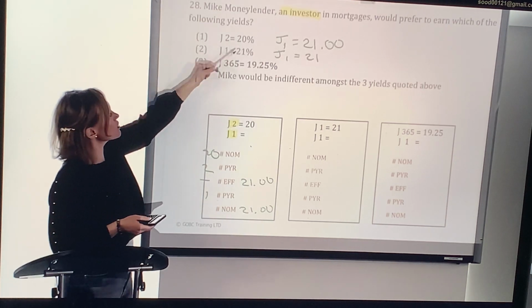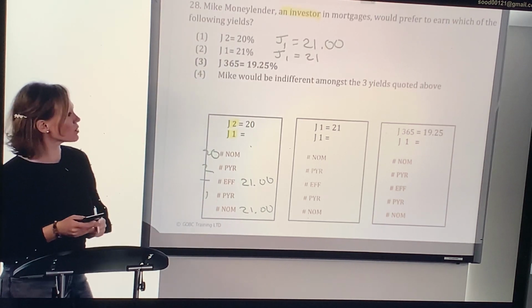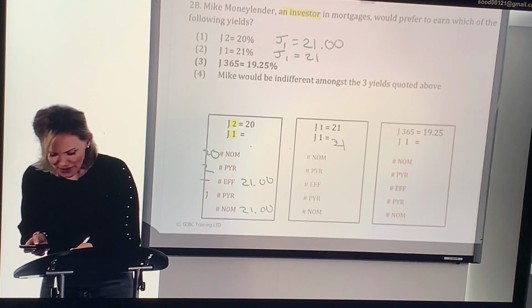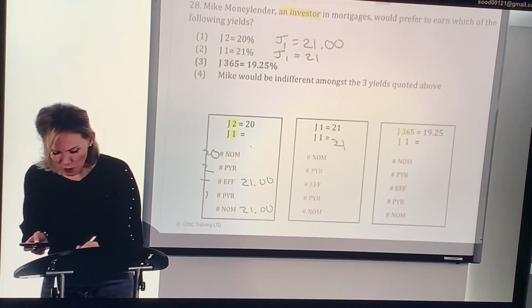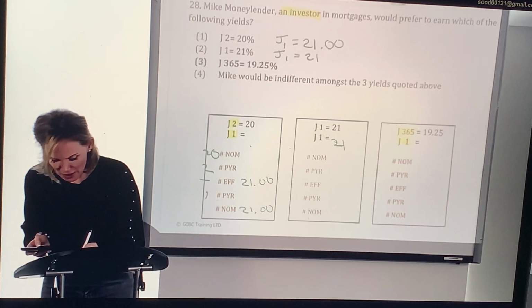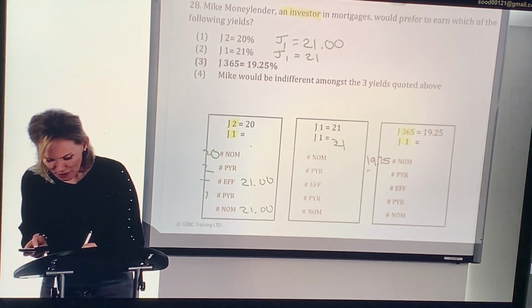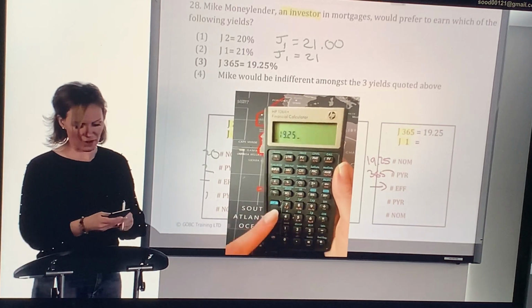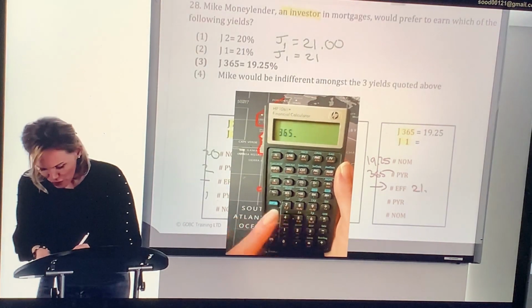Right. So far there's no differences. So I need to convert the last one and see what happens. So it's 21%. And I'll take this one and I'll convert it from 365 to J1 and see what comes up in here. So 19.25, 365, and then convert it to J1. Shift nom, 365, shift PYR, shift effective. And it came up as a 21.2214.